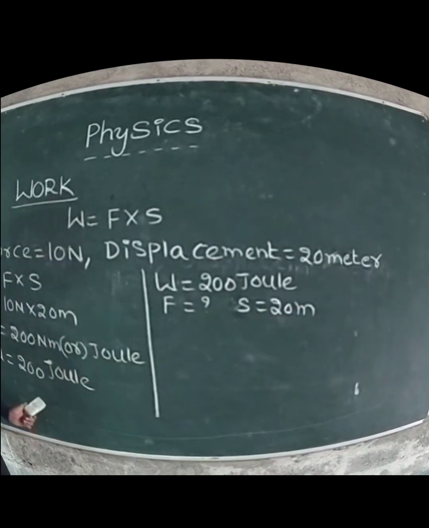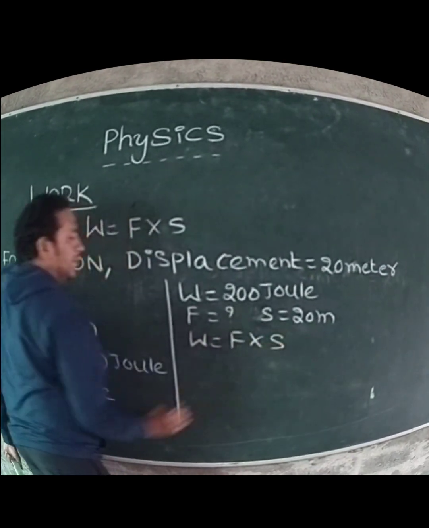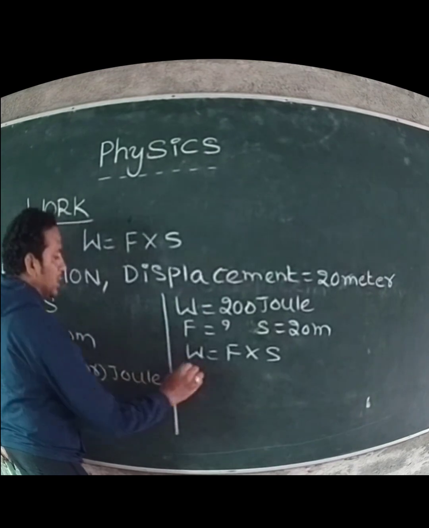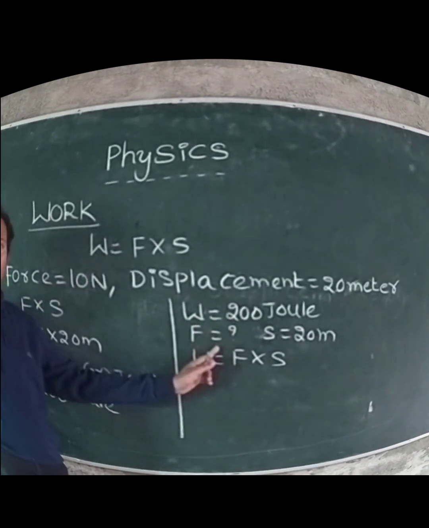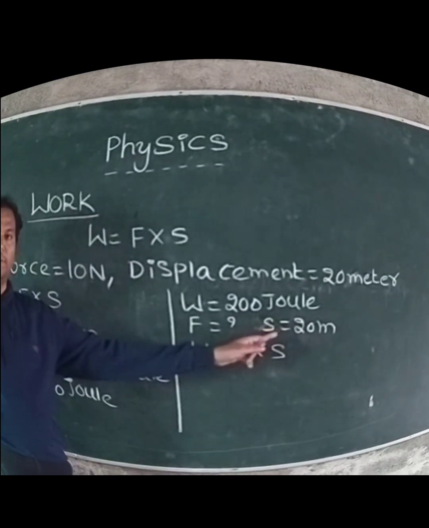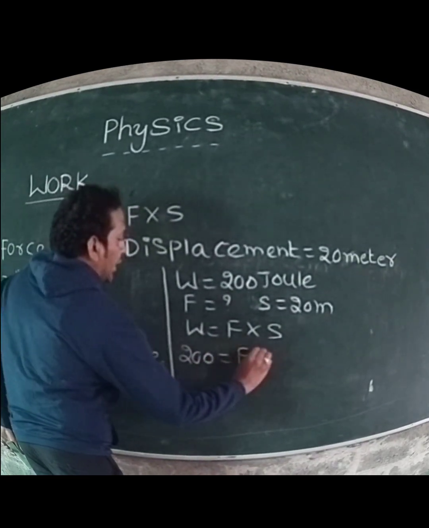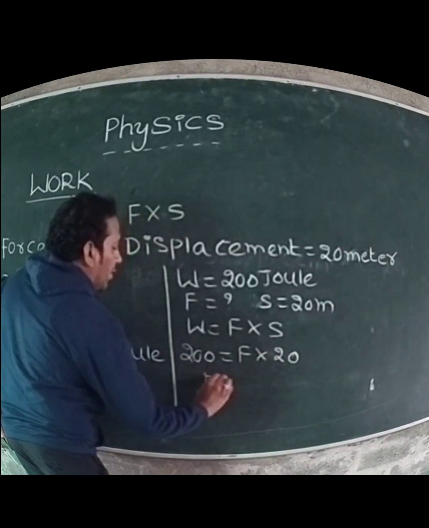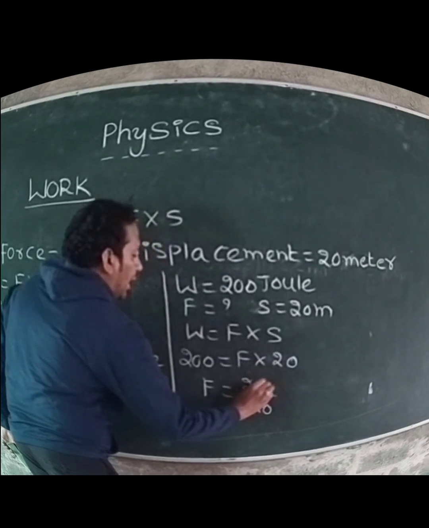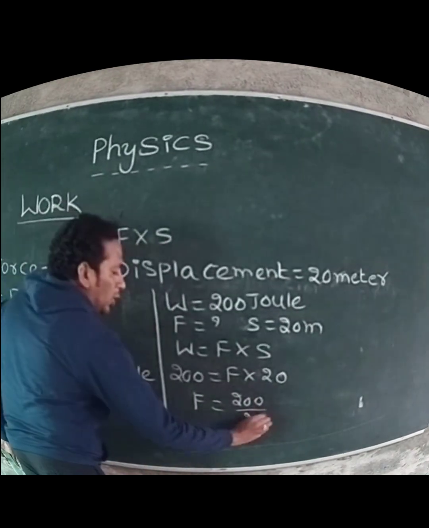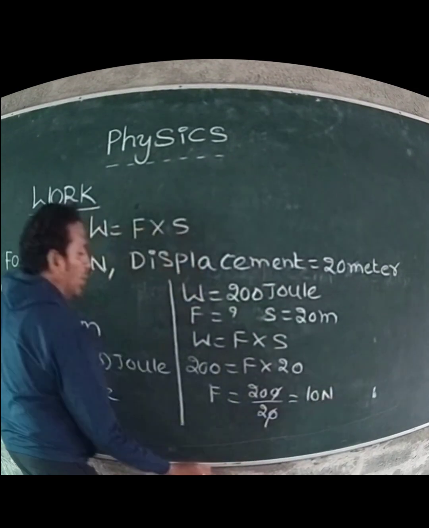Let us find force. W is equal to F into S. You have to find it like this also. For example, if work is given as 200 joules, force is not given and displacement is 20 meter, let us say 200 is equal to force into 20. So F is equal to, since there is multiplication there, it will be divide, 200 by 20. So 2 gets cancelled, 2 ones are 2, 2 tens are 20, we can get 10 newtons.